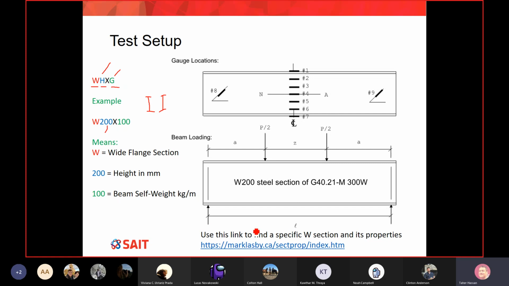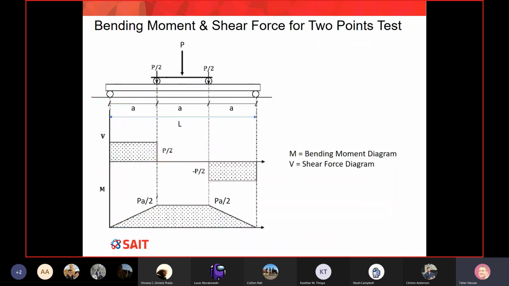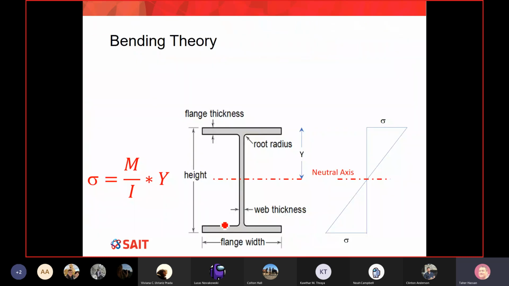Now, I'm going to show you what a W section is. So I'm going to fast forward here, and your W section looks like so. It looks like the letter I, and in some countries they call it an I beam. They call it a W section and an I beam.